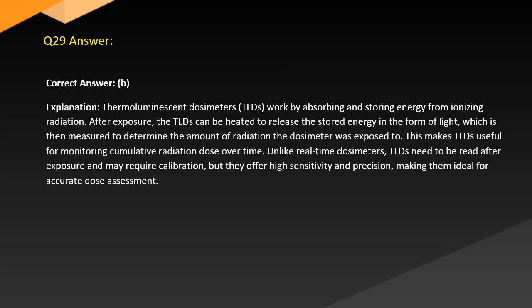Answer. Correct answer: B. Explanation. Thermoluminescent dosimeters (TLDs) work by absorbing and storing energy from ionizing radiation. After exposure, the TLDs can be heated to release the stored energy in the form of light, which is then measured to determine the amount of radiation the dosimeter was exposed to. This makes TLDs useful for monitoring cumulative radiation dose over time. Unlike real-time dosimeters, TLDs need to be read after exposure and may require calibration, but they offer high sensitivity and precision, making them ideal for accurate assessment.